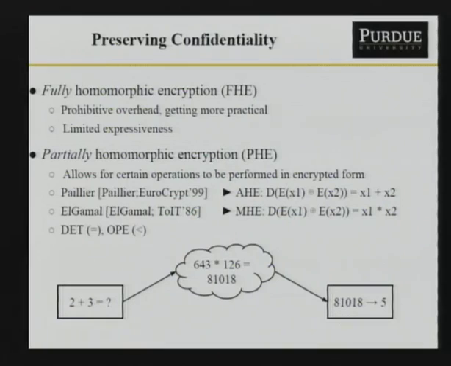I suppose the middle ground between fully homomorphic encryption and not using homomorphic encryption is partially homomorphic encryption. Partially homomorphic encryption allows you to encrypt your data and operate on it, but only with respect to a certain operation, for instance, addition, multiplication, and so on.